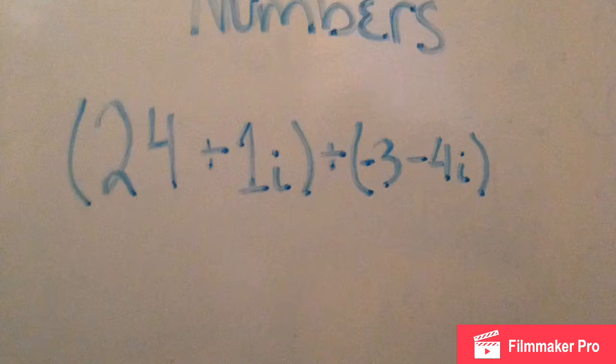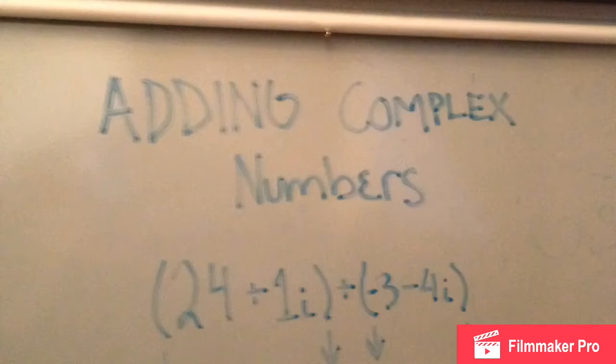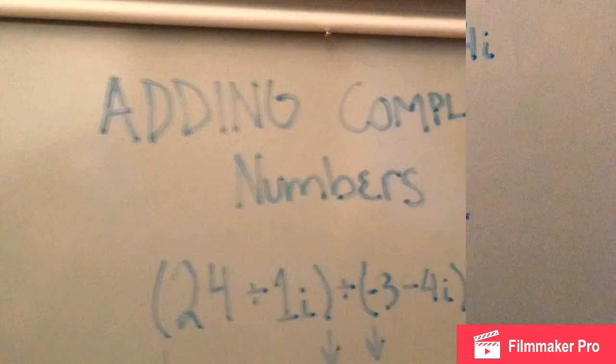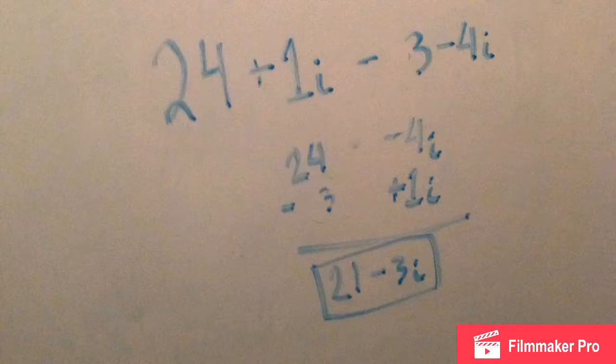Now let's solve for this equation. We're going to drop the parentheses so it equals 24 plus 1i minus 3 minus 4i. Now that the parentheses are dropped, we are going to combine the like terms. So first we'll do real number with real number. So that'll be 24 minus 3, which equals 21.